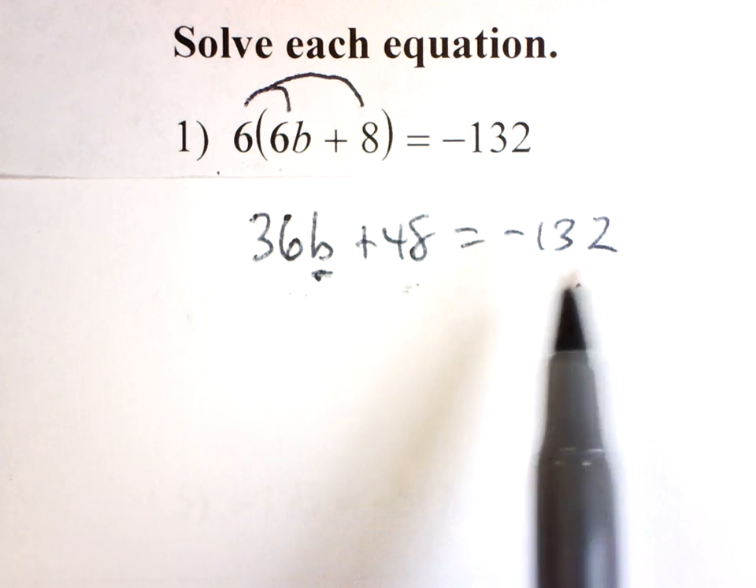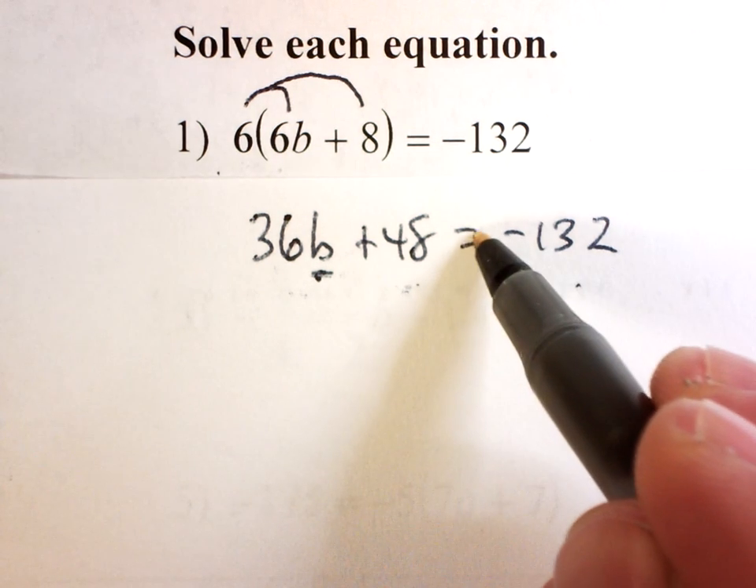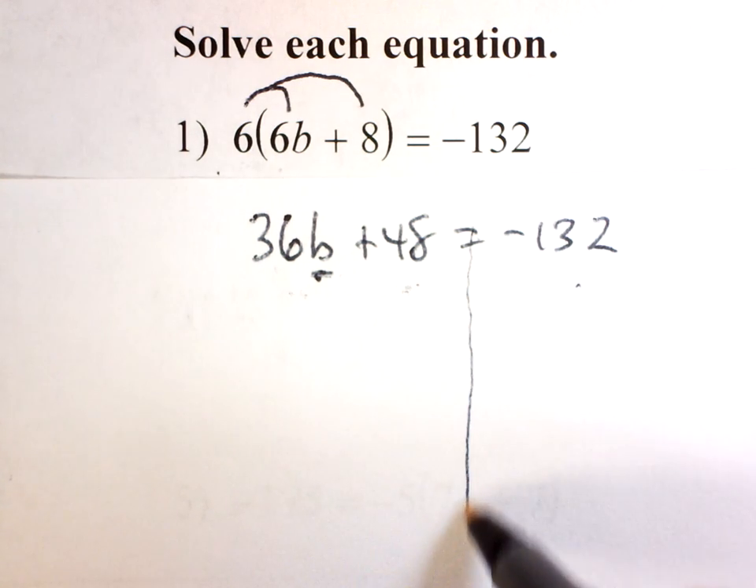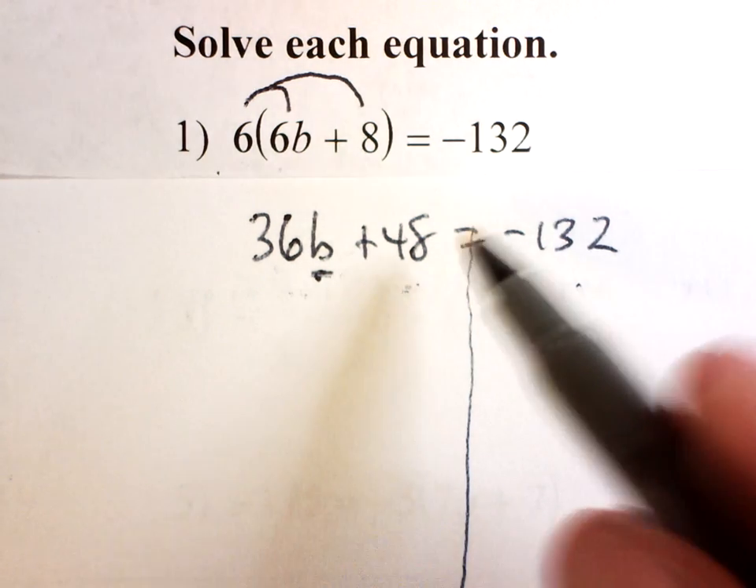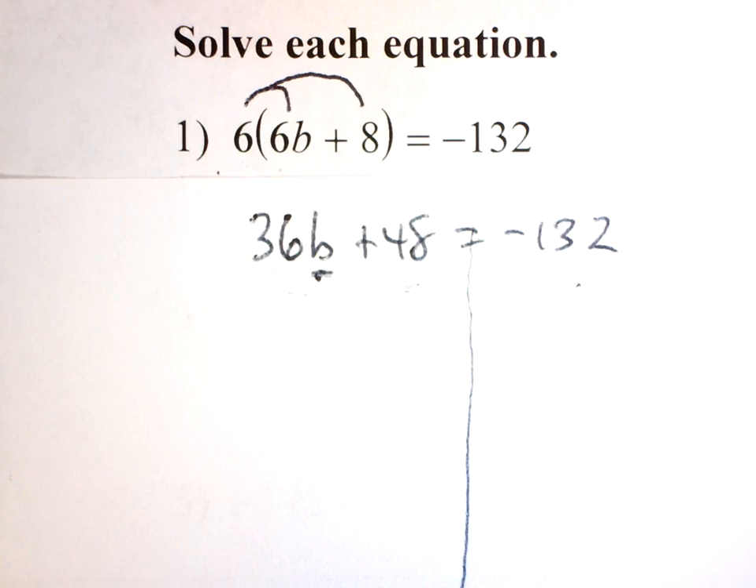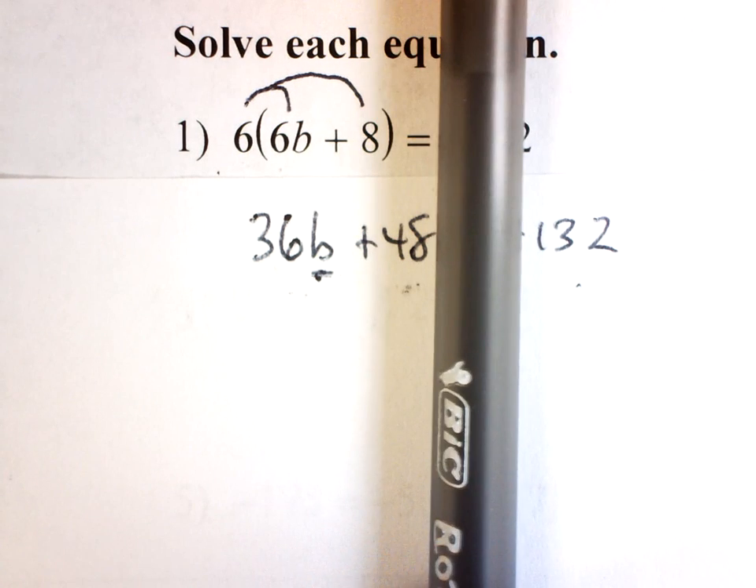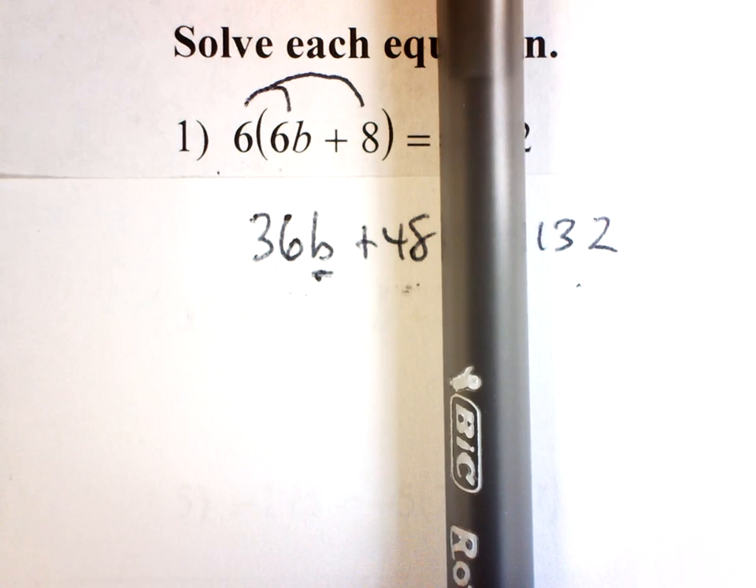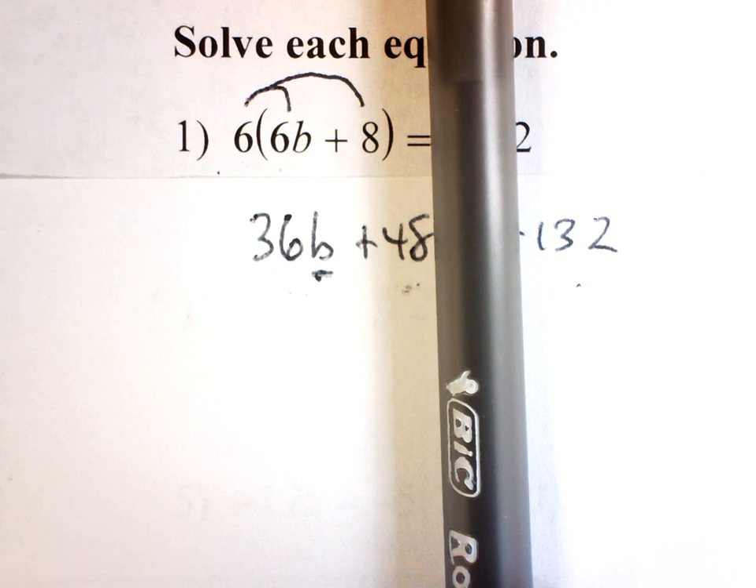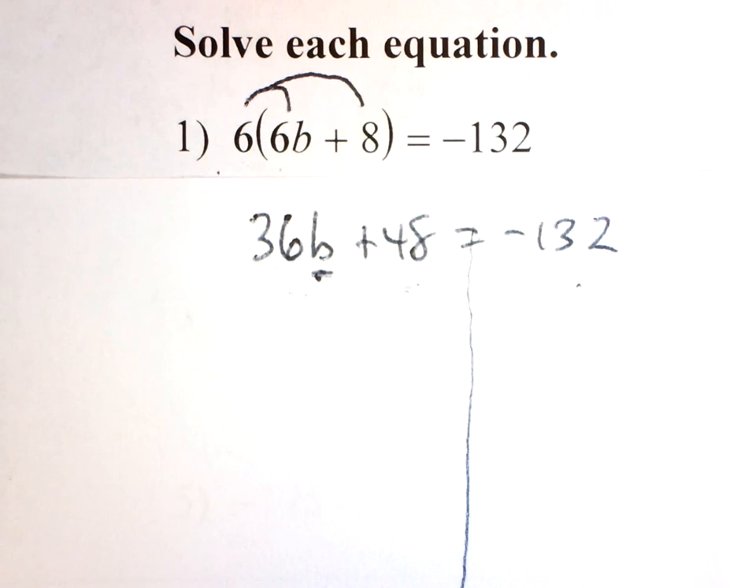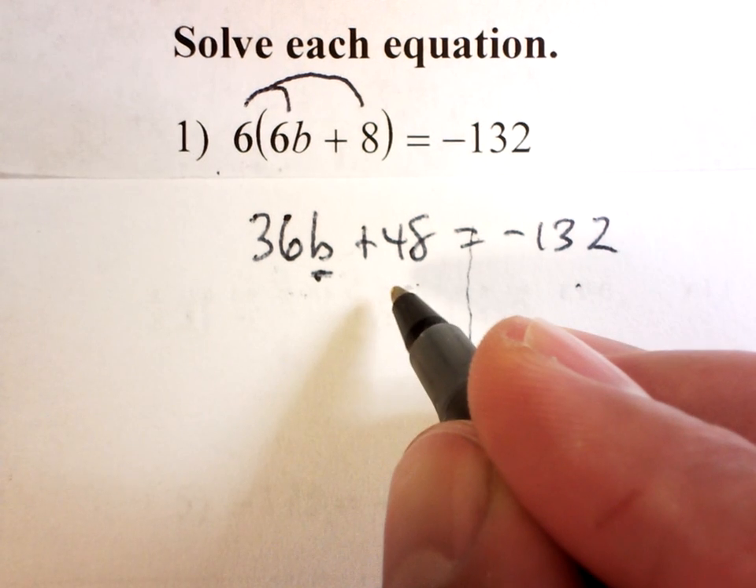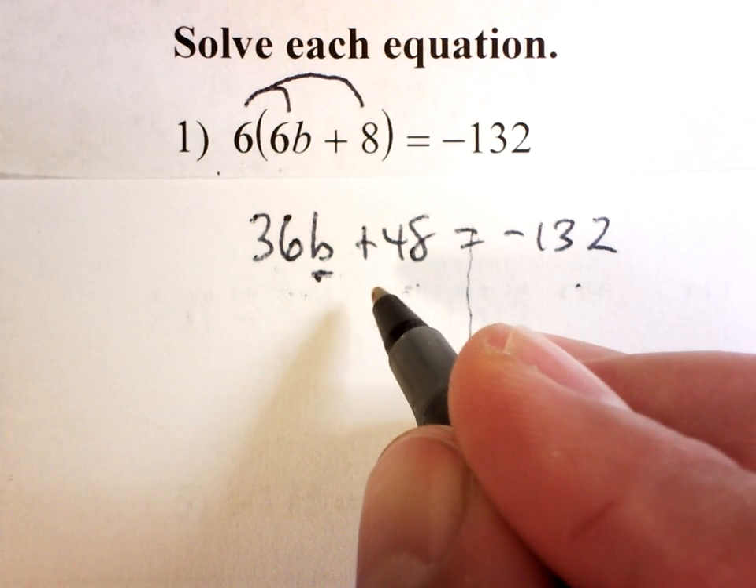So if you want, some people like drawing a line. I don't typically draw the line, but if you want, this equal sign is what determines the side. The equal sign is basically the divider. I want my letter on one side of that divider, and I want every other number on the other side. So again, some people like drawing a line. I typically don't, but if it helps you. So I want to get rid of this plus 48. I don't want this plus 48 here.